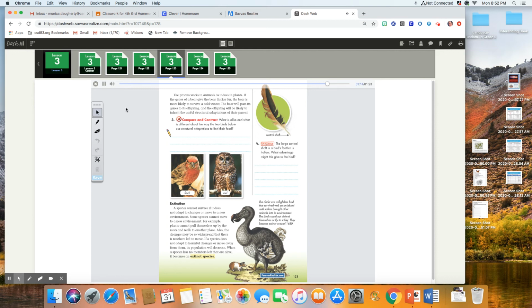4. Challenge. The large central shaft in a bird's feather is hollow. What advantage might this give to the bird? Central shaft.